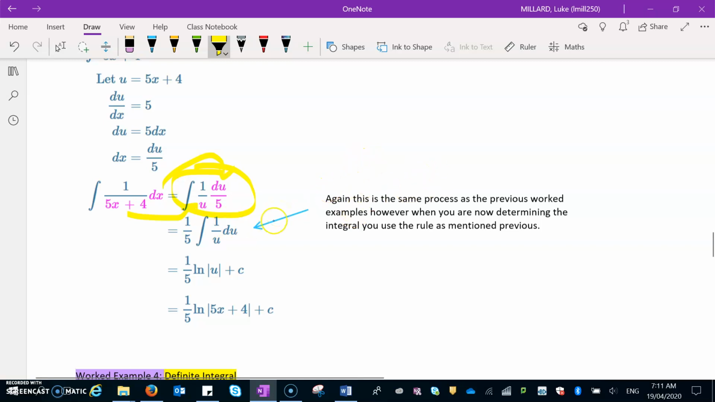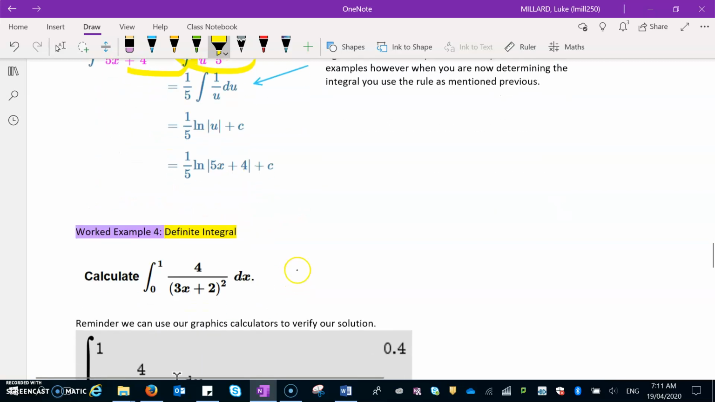But now that we come to this, again, same process as previous examples. However, when you now determine the integral, you use the rules as mentioned previously. So the integral of 1 over u, the same as 1 over x. Integral of 1 over x was ln x. The integral of 1 over u is ln u. Once we've got that, we substitute it back in terms of x. So hopefully that third worked example was quite nice and easy for us to remember.